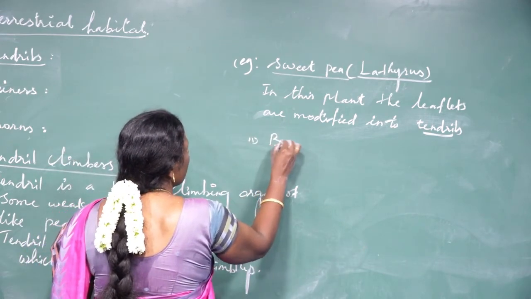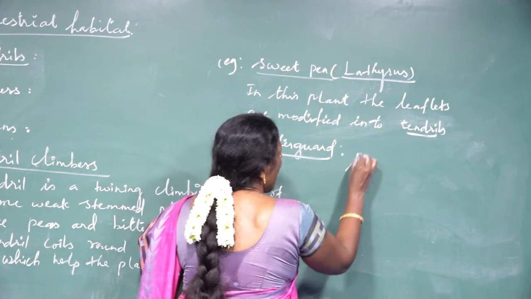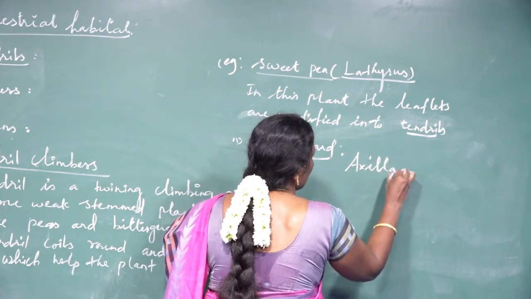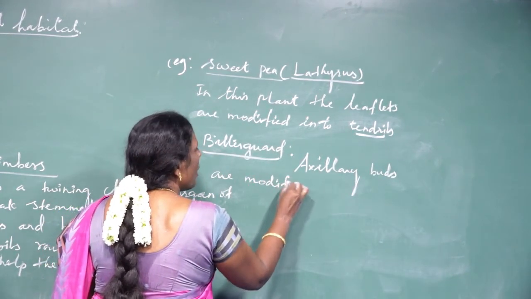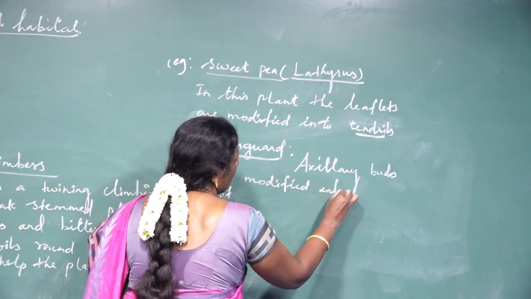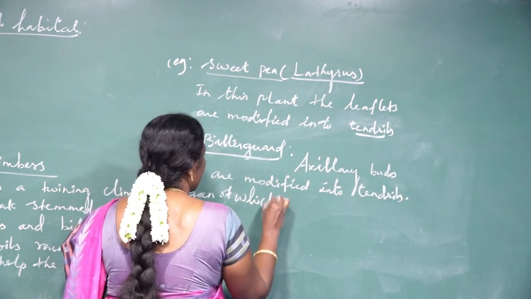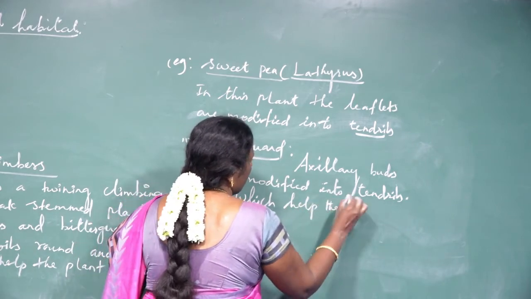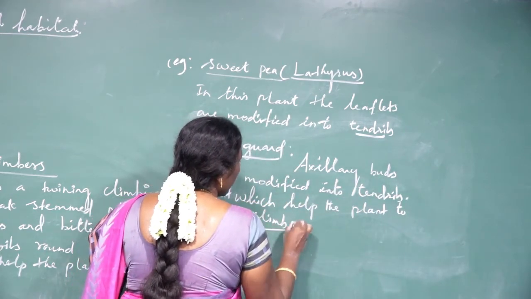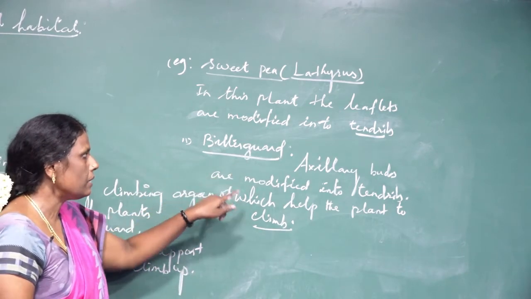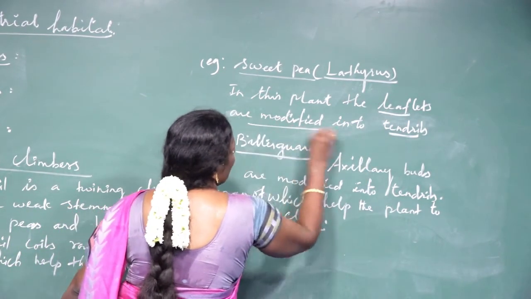Next example is bitter gourd. Axillary buds are modified into tendrils, which help the plant to climb. In the bitter gourd plant, axillary buds are modified into tendrils, which help the plant to climb. In sweet peas, the leaflets are modified into tendrils.